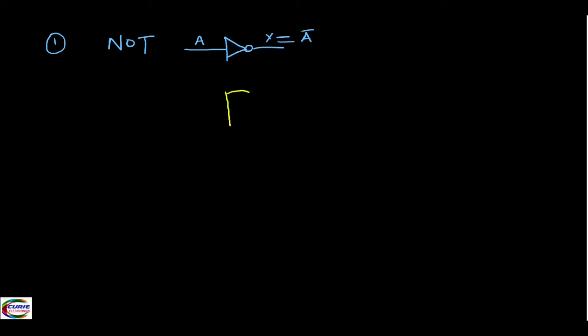In NAND gate we have two inputs. So what we do, we short these two inputs to make a single input gate. Now if you write Y equal to A complement, this is how we make NOT gate using NAND gate.